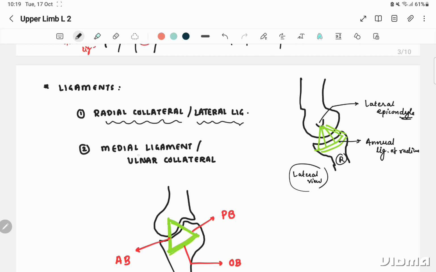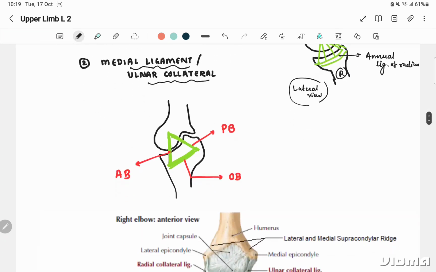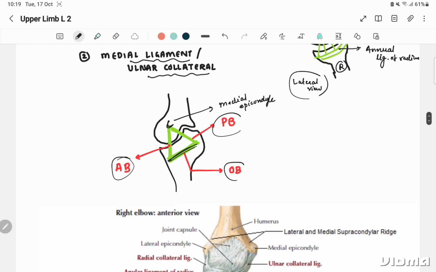Then we have the medial ligament or the ulnar collateral ligament. So the ulnar collateral ligament has 3 bands. Here we have the medial epicondyle. So this is the anterior band, which you can see, AB. This is the posterior band, the PB, and this is the oblique band, the OB. Okay, these 3 bands AB, PB and OB form the ulnar collateral ligament. Okay, this is a triangular shaped ligament, which is the ulnar collateral ligament.